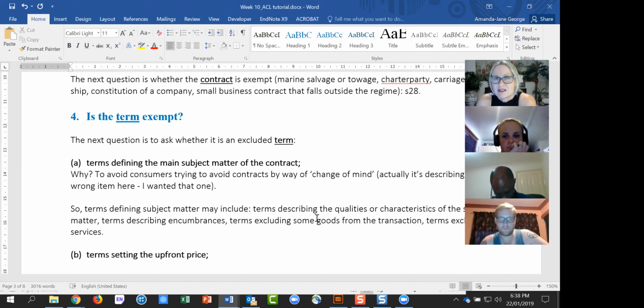And that doesn't make things unfair, does it? So it's avoiding people coming into the ACCC and saying, you know what, this contract is actually describing the wrong item here. I actually wanted that item. So this description of the subject matter is unfair, okay? It's fairly sensible, really, when you think about it, isn't it?